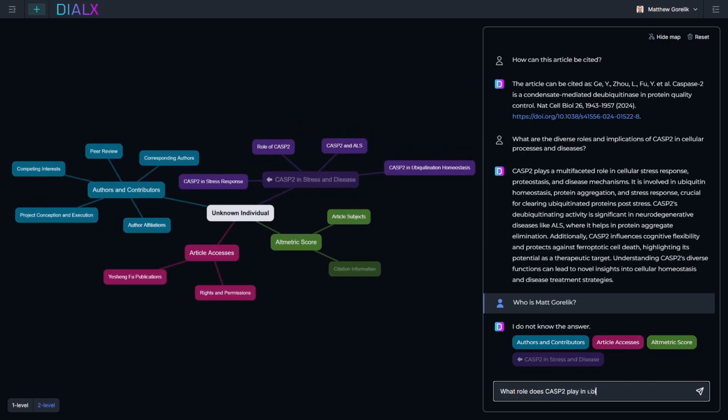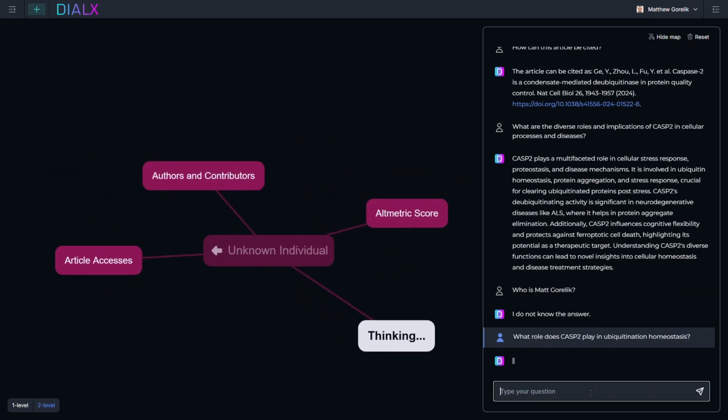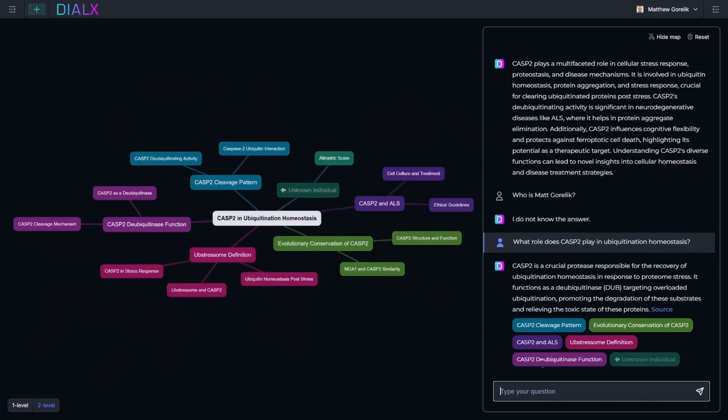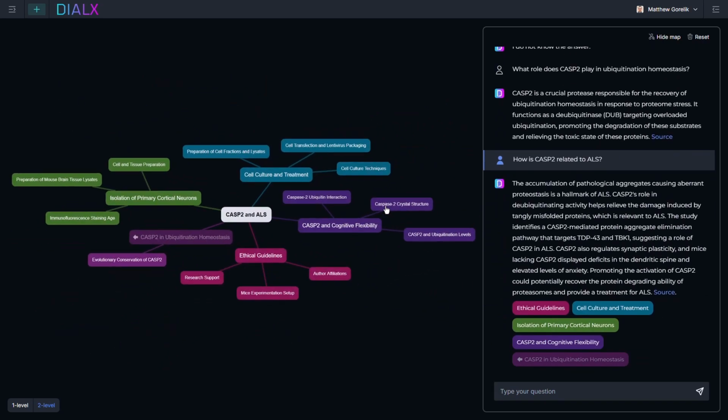This allows us to extract and connect key concepts from an article. For example, we can ask about Casp2's role in ubiquitination and see the connections formed to different cellular health mechanisms.